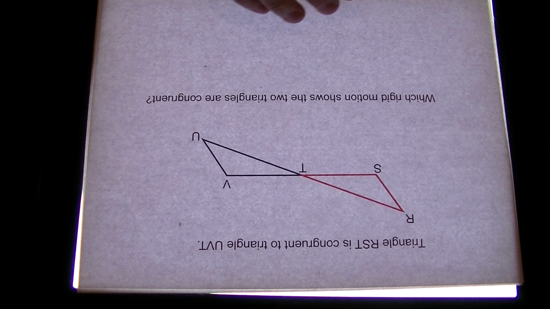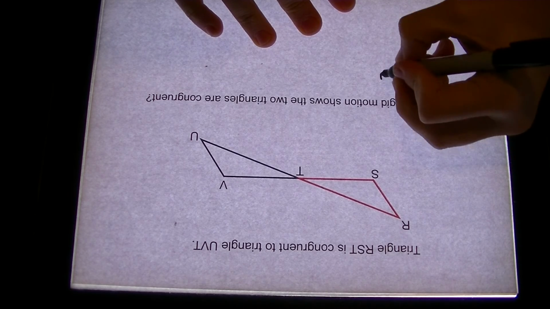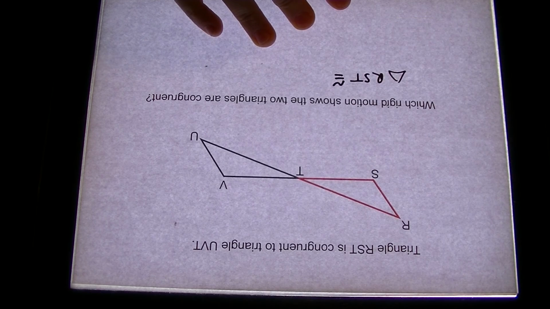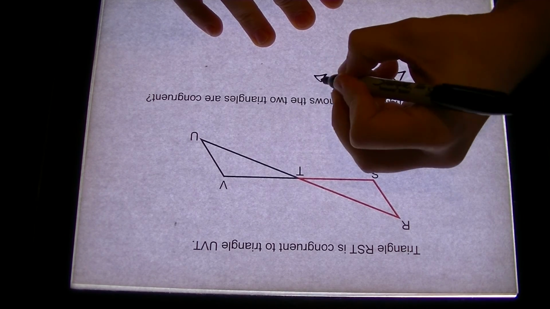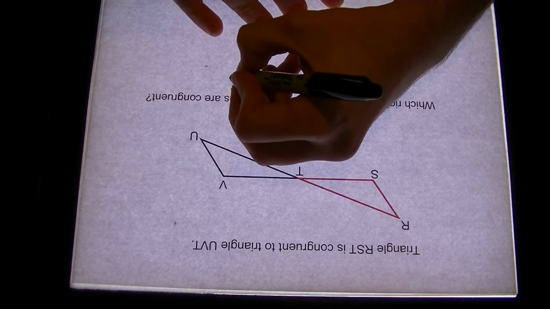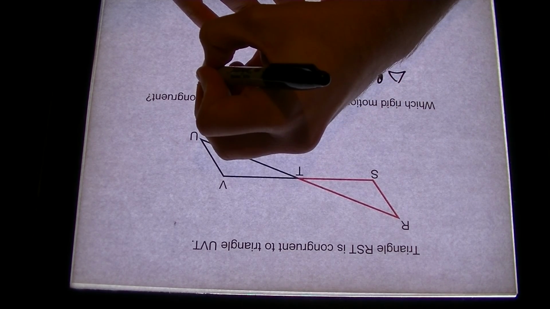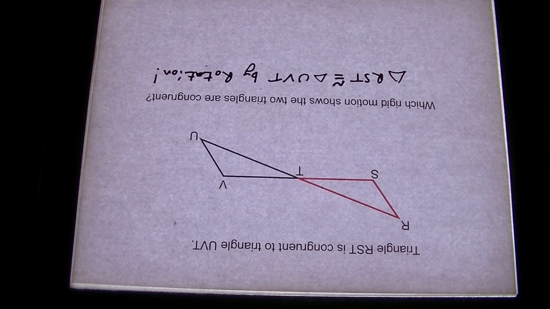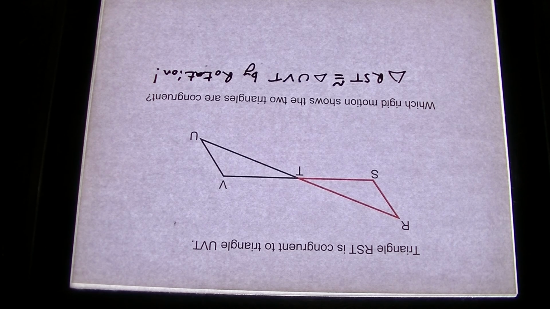So I will finish off this video just by saying that triangle RST is congruent to triangle UVT by rotation. And that is it for this video. Hopefully that helped you with getting to learn a little bit about congruency and corresponding parts of triangles.